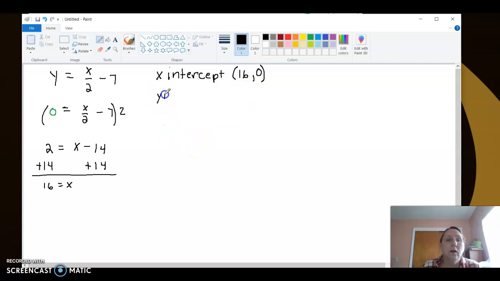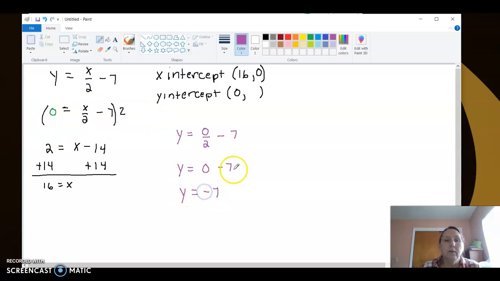Now for my y-intercept, we're going to do the opposite of what we just did. It's going to be 0 in for x, and we don't know the y yet. So I'm going to do this one in a different color. I'm going to substitute a 0 in for x. So y equals 0 over 2 minus 7. Because that is a 0 right there, that becomes y equals 0 minus 7. I'm not going to multiply like I did here. And y is going to become negative 7. So that's my response for that one. That one was pretty easy.